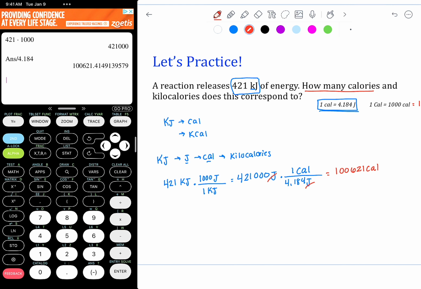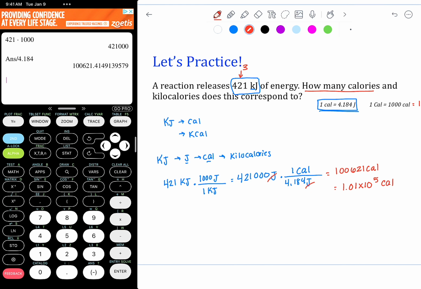However, we have to think about our sig figs. We're never going to be forgetting about sig figs. They will always be around. So our original value had 3 sig figs. So our calorie value in 3 sig figs, we're going to need to put this into scientific notation, is 1.01 times 10 to the 5 calories.